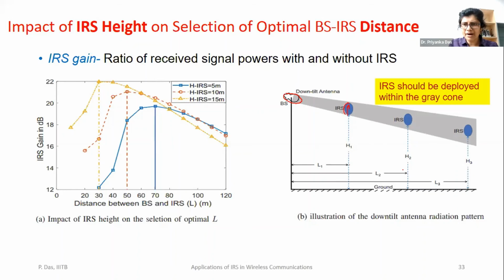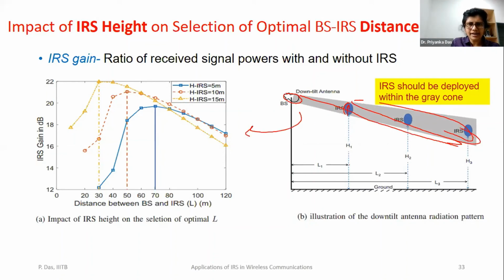So if it is a far apart building, it needs a slightly smaller height, which is very obvious, because its beam is coming like this. So your IRS will be in this region. And this is pictorially shown here. You take two different IRS heights, 5 meter and 10 meter. The 5 meter is this one and the 10 meter is this one. The height of the IRS, HIRS, is 5 meter.